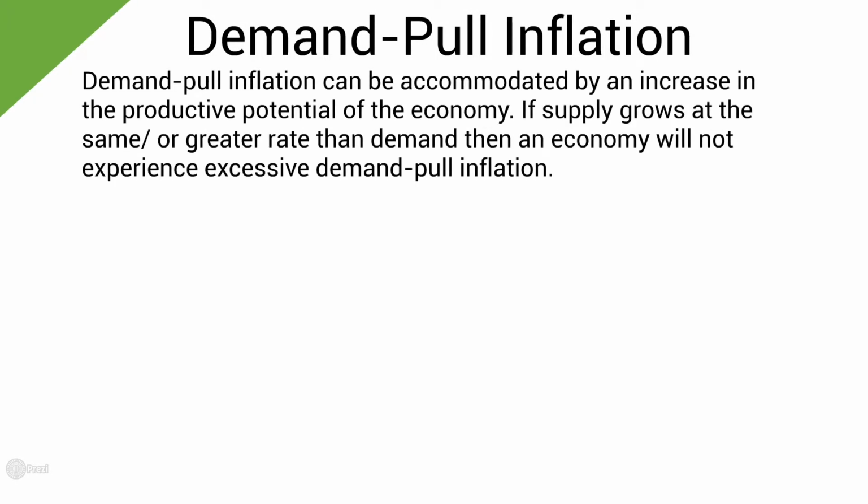Demand pull inflation can be accommodated by an increase in the productive potential of an economy. If supply grows at the same or a greater rate than demand grows in the economy, an economy will not experience excessive demand pull inflation. So the solution to demand pull inflation is any policy that will cause the supply in the economy to increase. So essentially it's any supply side policy. We can show how a supply side policy can facilitate an increase in demand.